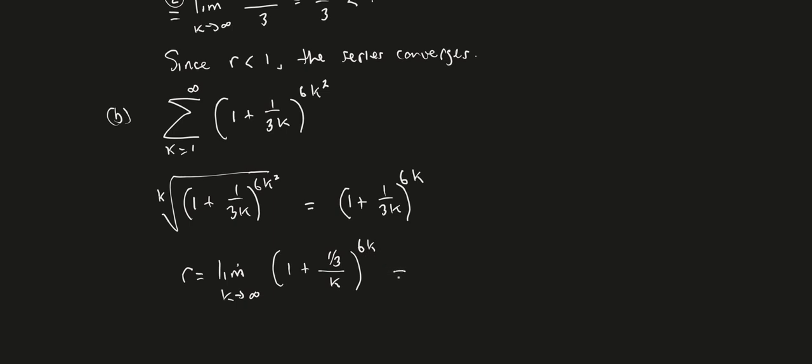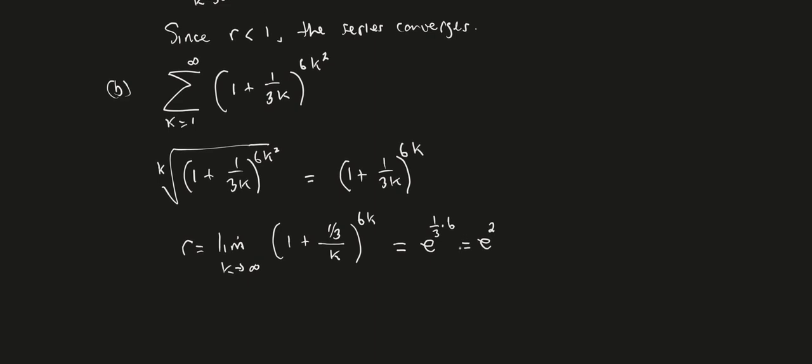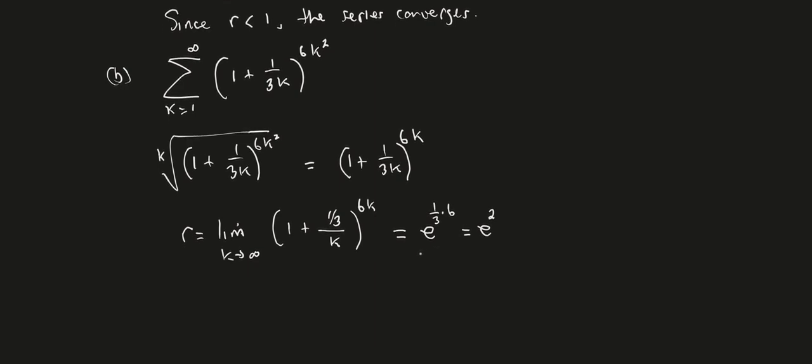So using our formula here, it's going to be e to the 1/3 times 6. 1/3 times 6 is 2, so it's e squared. And e squared is definitely bigger than 1, right? So since r is greater than 1, our root test says that the series diverges. Just because r is bigger than 1, that's all we need to know, and that allows us to say that the series diverges.